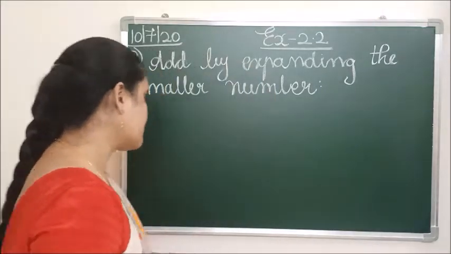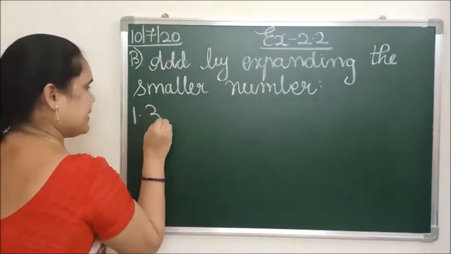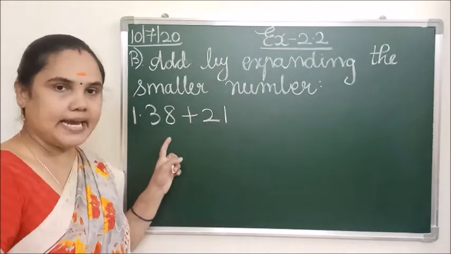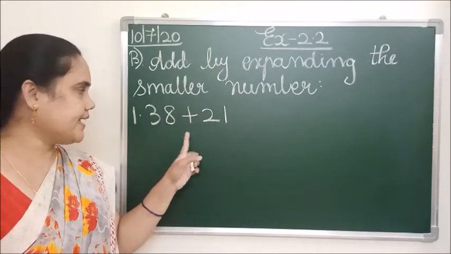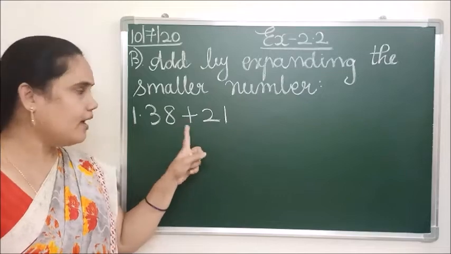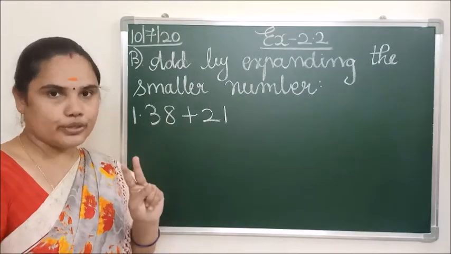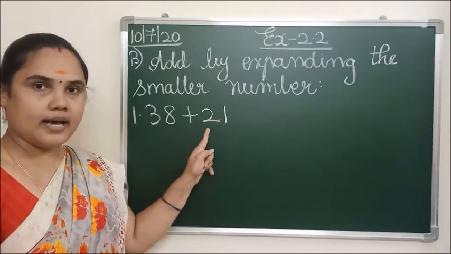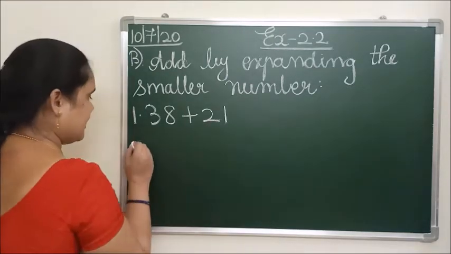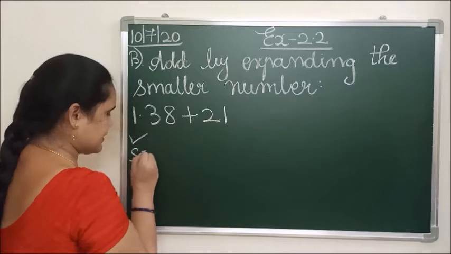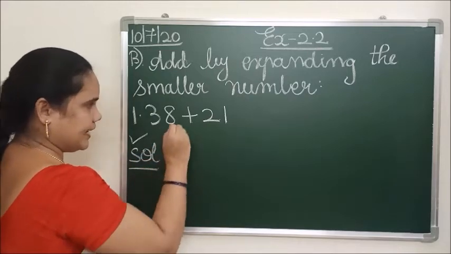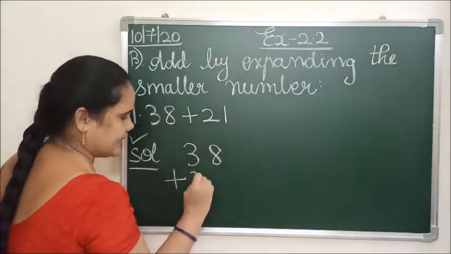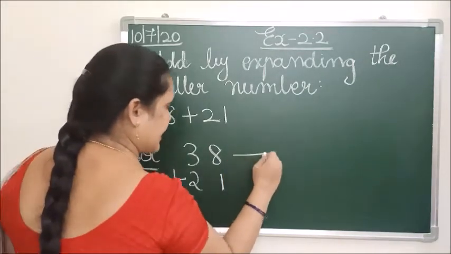See the first sum, children. 38 plus 21. What is the first sum? 38 plus 21. See how many numbers are given? 1, 2. Two numbers are given. Now tell me, children, which number is smaller? 21 is smaller. Leave a line. Write solution. Arrange the numbers, children. 38 plus 21.